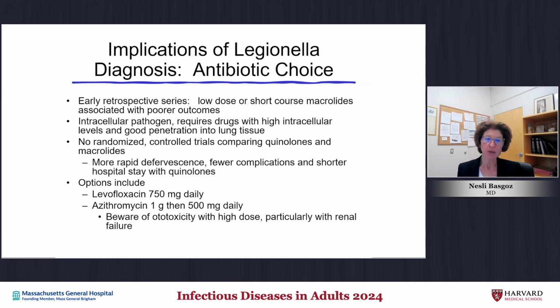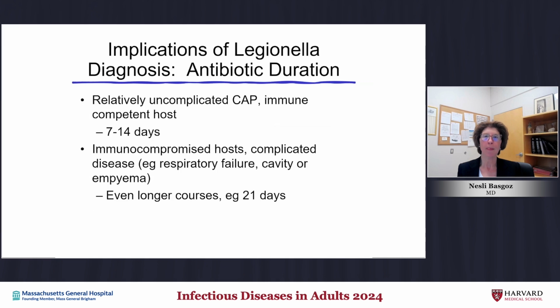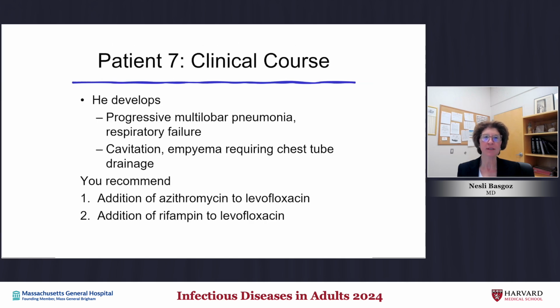The options for treatment include, probably in this order, a quinolone or azithromycin. And remember, with macrolides, you can see ototoxicity with high doses. This does require longer treatment than other forms of community-acquired pneumonia, 7 to 14 days in a normal host, and even longer in compromised hosts or more complicated disease.